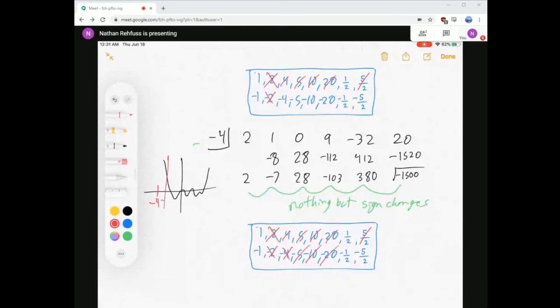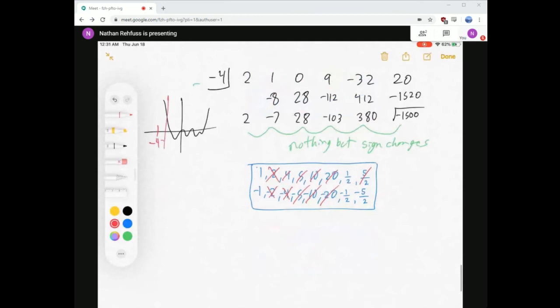All right, let's try 1. I still haven't pulled any roots out. It's still a 5th degree. 2 comes down. 2 times 1 is 2. 3, 3. Dividing by 1 is really fun.